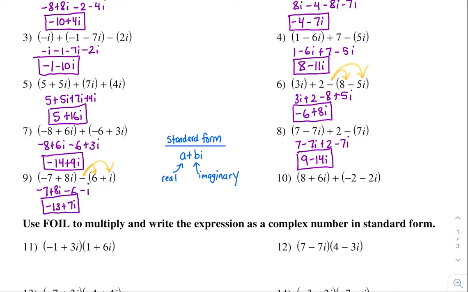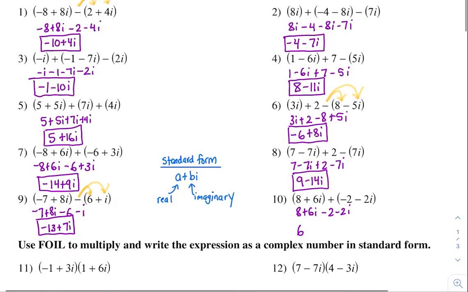Okay, number 10. So 8 plus 6i minus 2 minus 2i. Okay, real numbers in the front. 8 minus 2 is 6. Imaginaries in the back. 6i minus 2i is 4i. And that is how you add or subtract complex numbers.